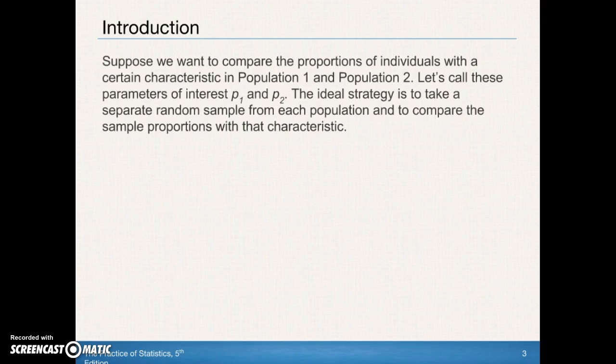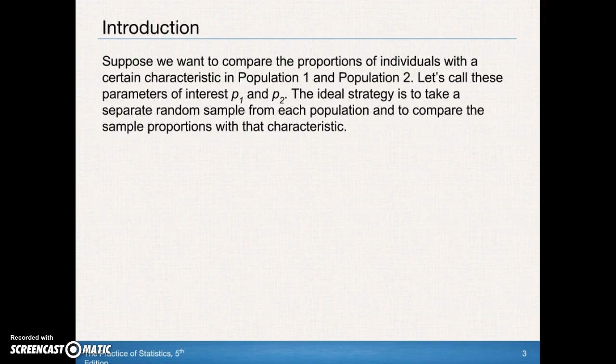As part of the introduction, we again need to talk about what the populations are and what the variables are that describe them. So again, suppose we want to compare the proportions of individuals with a certain characteristic in population 1 and population 2. Basically, it means we have two groups, and for example, if you're thinking of two classrooms, you want to compare proportions of girls in each of those two classrooms.